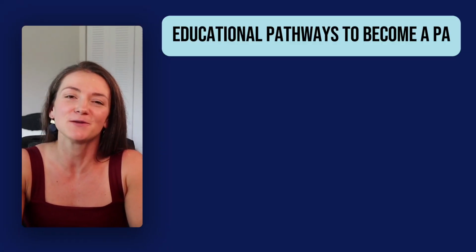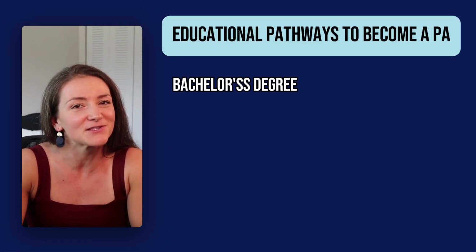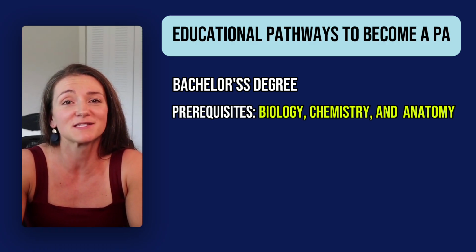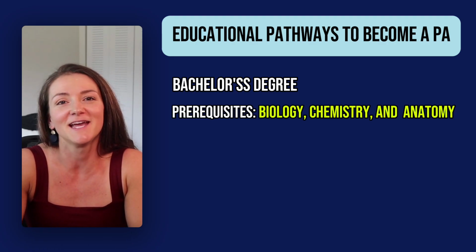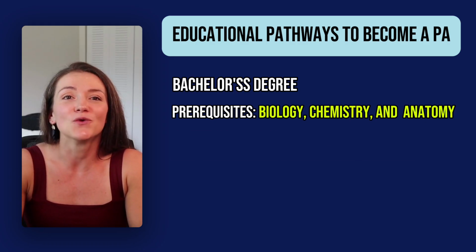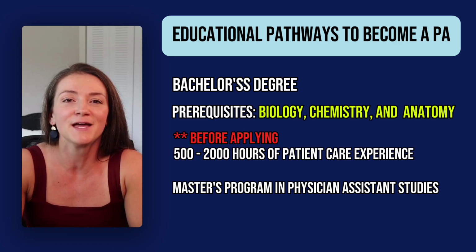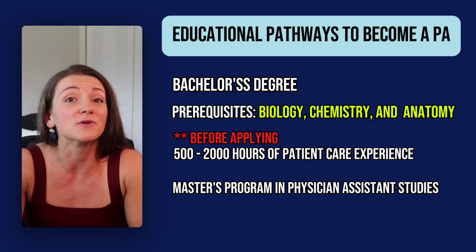Now let's talk about the educational pathway to becoming a PA. To start, you'll need a bachelor's degree, typically in a science-related field, and you'll need to complete prerequisite core work in subjects like biology, chemistry, and anatomy. After that, you'll apply to a master's program in physician assistant studies. This usually lasts about 2 to 3 years.